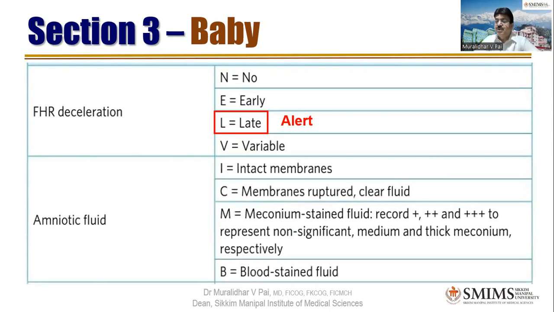Then you talk about amniotic fluid. It was there in the previous partogram. Here they have clubbed it with the baby. That's a better thing actually. I means intact membranes. Good. C means membranes ruptured and clear fluid.